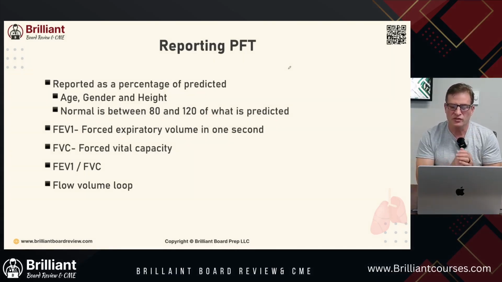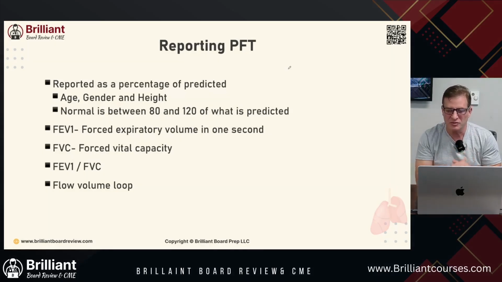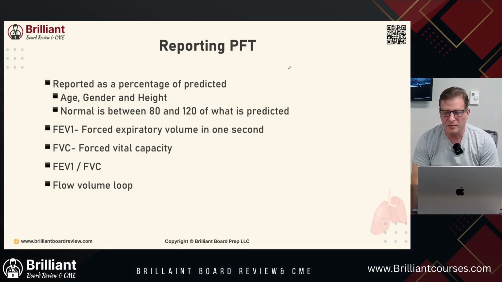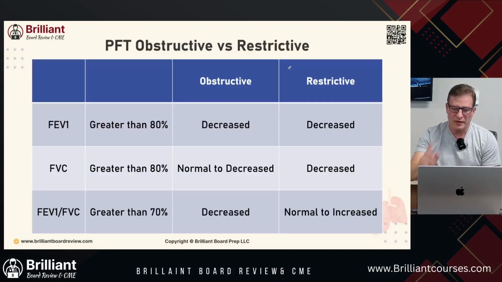We also use, from that machine, remember they blow into that machine, we get our flow volume loop, okay? We're gonna go through some basic flow volume loops. They do test these on boards, they pop up every once in a while. We need to be able to go through these. So now the question is obstructive versus restrictive. Obstructive PFT versus restrictive, okay?